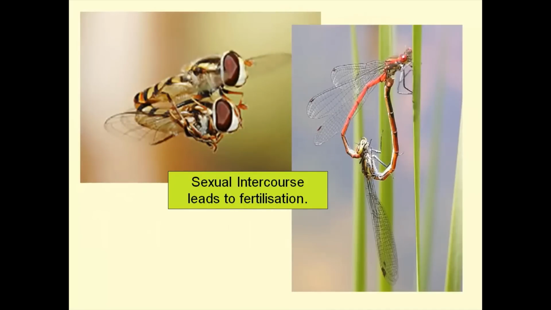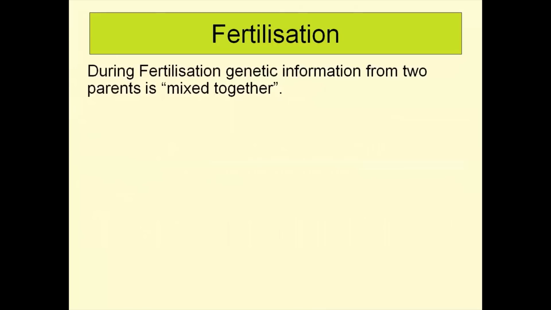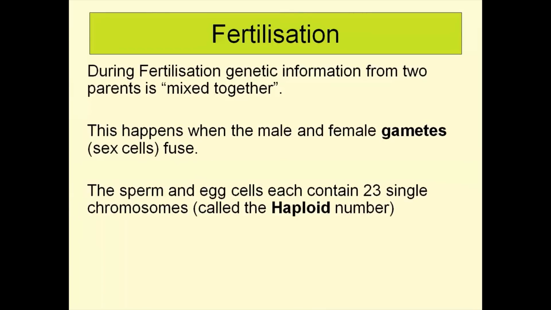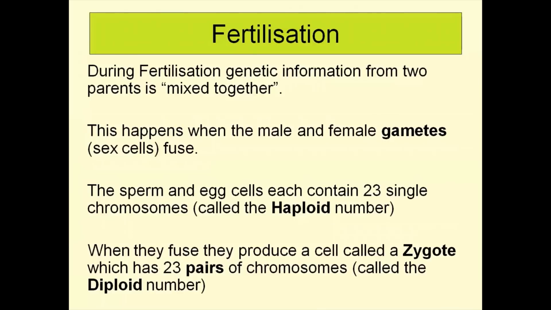Fertilization is a result of sexual intercourse between male and female. So sexual intercourse leads to fertilization. During fertilization, male and female gametes fuse, which results in the mixing together of genetic information. The sperm and egg cell each contain 23 single chromosomes. This is called the haploid number. When they fuse, they produce a cell called a zygote, which has 23 pairs or 46 single chromosomes. This is the diploid number.